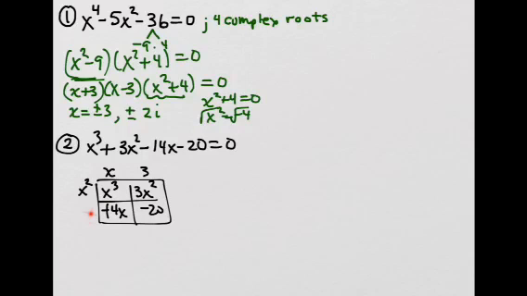And then something times x should give me negative 14x. And that would be negative 14, right? Now since this times this does not equal this, I know that this method doesn't work, okay? So I'm going to have to do the P's and Q's.